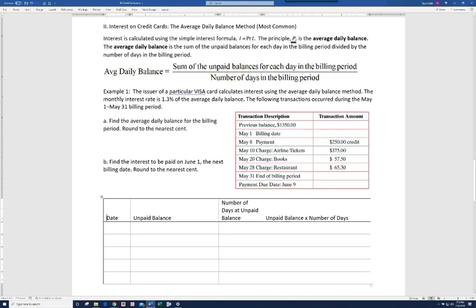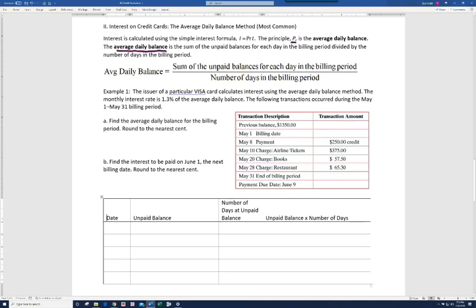All right, so we're going to go ahead and show you how you can do it using a table. But let's finish what I was saying here. The average daily balance is the sum of the unpaid balances for each day in the billing period divided by the number of days in the billing period. So that's just what we have here. All right, so that's what we're going to be using the table to help us do.